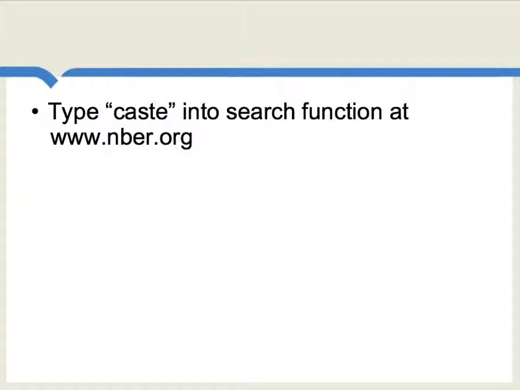If you'd like an overview of some of the recent economic papers on caste, go to a website called www.nber.org, that's for the National Bureau of Economic Research, and just type the word caste into their search function, and at least 4 or 5 papers will come up.